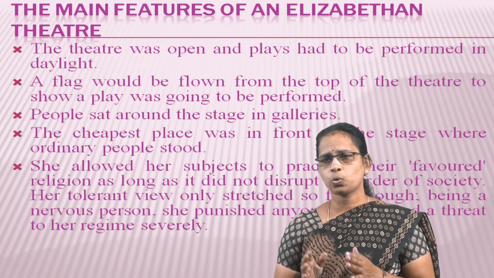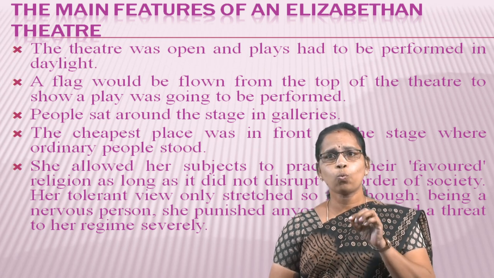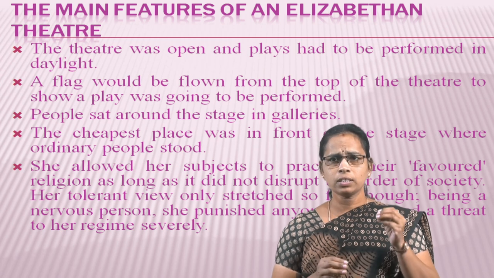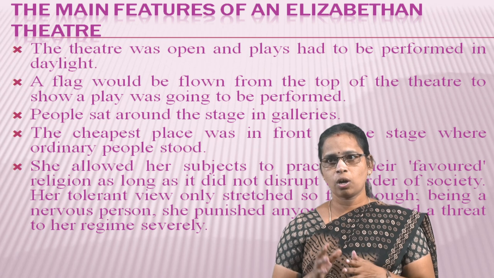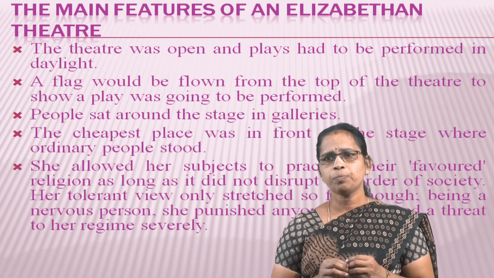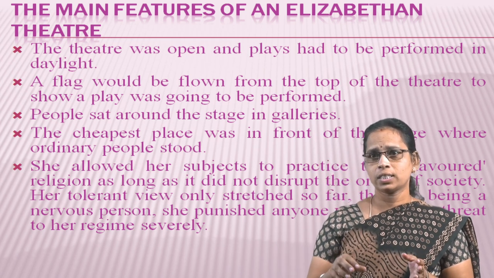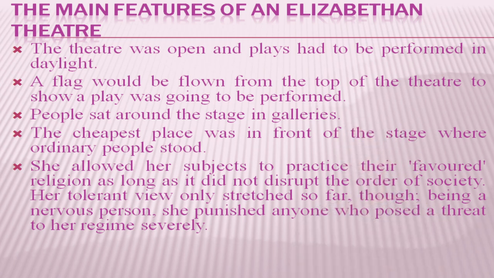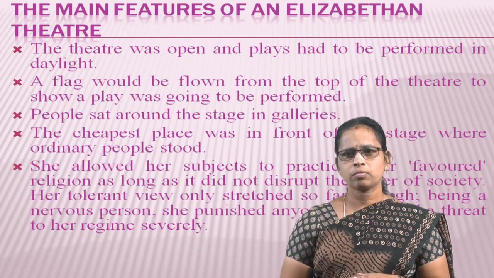The main features of an Elizabethan theatre. The theatre was open, and plays had to be performed in daylight. A flag would be flown from the top of the theatre to show the play was going to be performed. The people sat around the stage in galleries. The cheapest place was in front of the stage, where ordinary people stood.